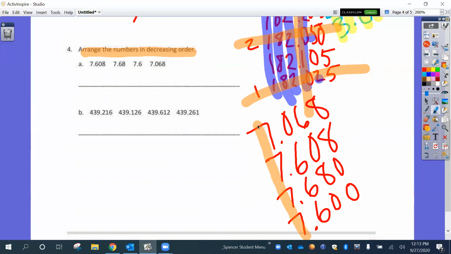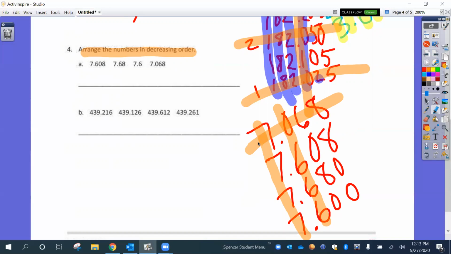So 7 in the ones place, or in the wholes. So we have 7 whole numbers, or 7 ones. And let's look at the tenths place. Ooh, I see the number that's the smallest already. So this is going to be our last number up here at the top, because that has 0 in the tenths place. The rest of them have 6 in the tenths place.